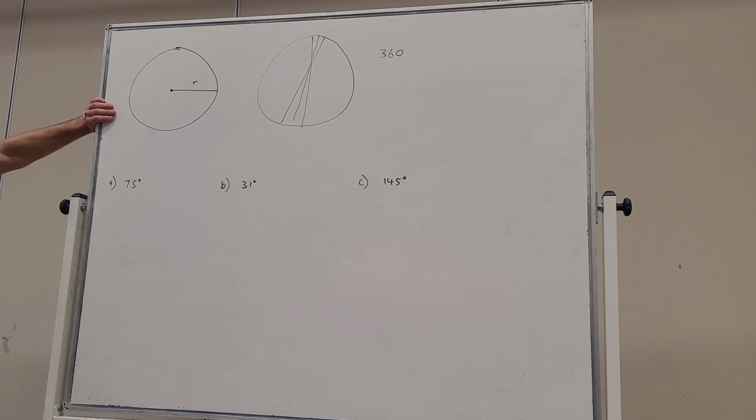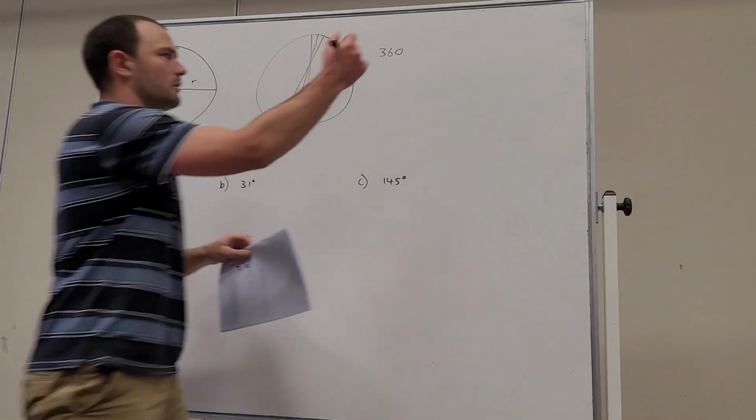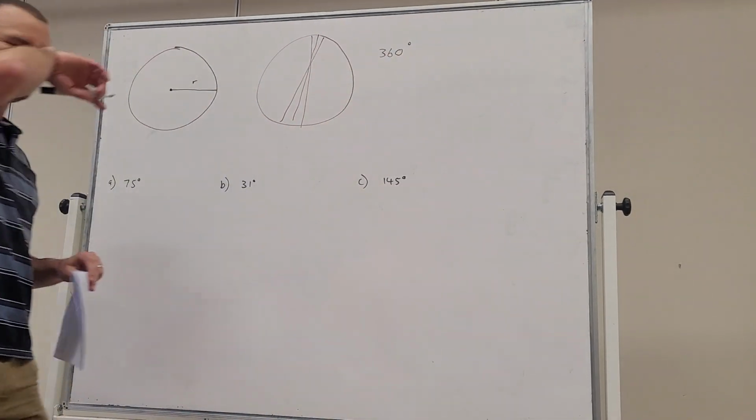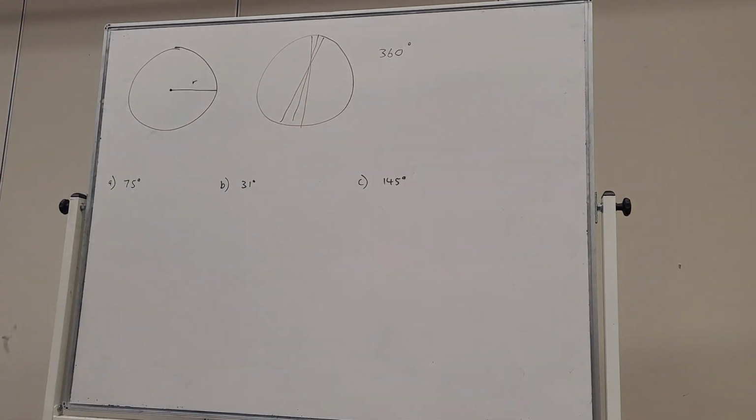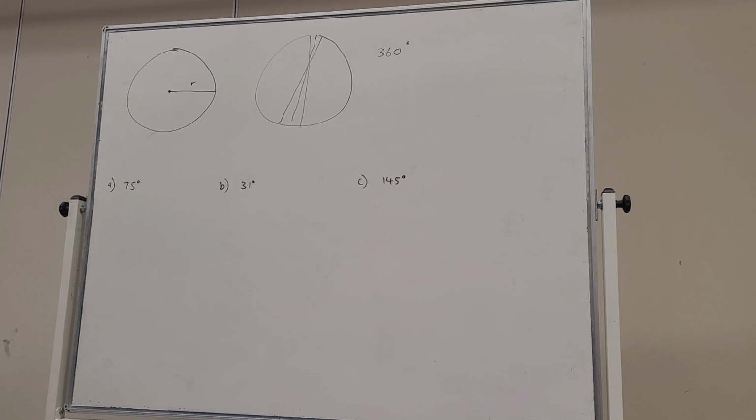So that's what we're familiar with. We're familiar with degrees, and we use this symbol for degrees. So 360 degrees is one rotation. Now we're going to talk about radians.